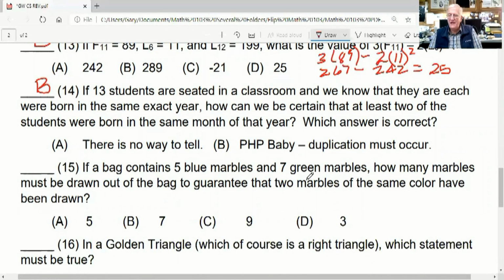If a bag contains 5 blue marbles, 5 blue, I'll put that over here, and 7 green, how many marbles must be drawn out of the bag to guarantee that 2 marbles of the same color have been drawn?